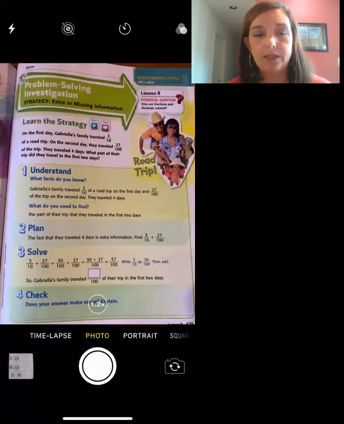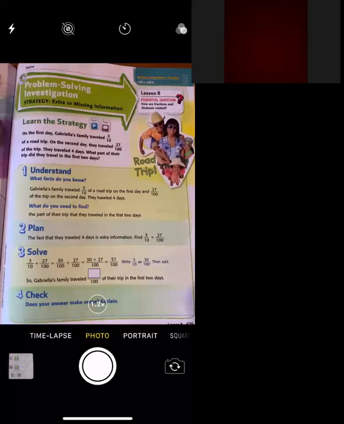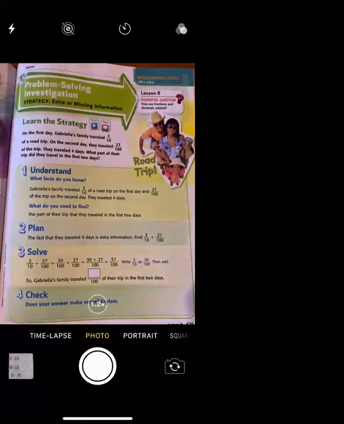So we're gonna start with the example on page 675 where it says, learn the strategy, okay? The problem says, on the first day, Gabriella's family traveled 3/10 of a road trip. On the second day, they traveled 27/100 of the trip. They traveled 4 days. What part of their trip did they travel in the first 2 days?